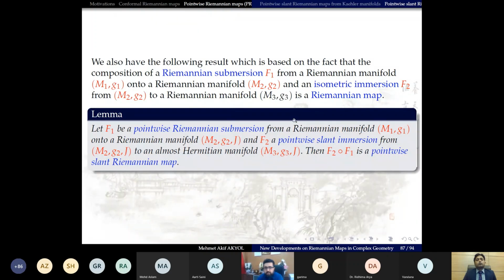So we can obtain many examples when we take a Riemannian submersion and an isometric immersion. The combination of them is a Riemannian map. So if we have a pointwise Riemannian submersion and a pointwise slant immersion, the combination of them is a pointwise slant Riemannian map.